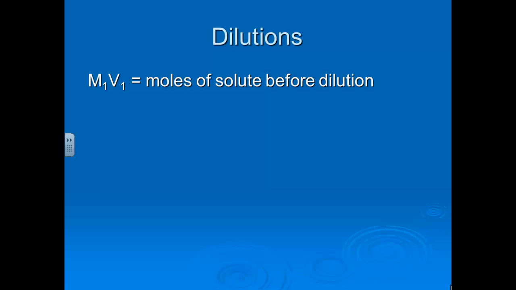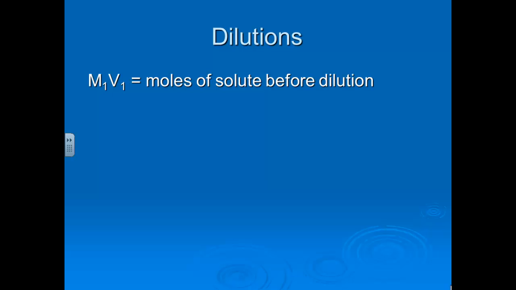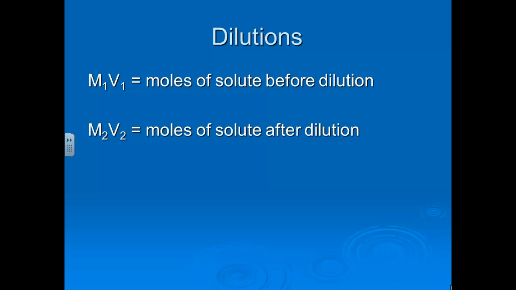So this equation that we're going to have looks very similar to some of our gas law equations. We have the before case and the after case. We have before diluting and after diluting. So before we dilute the solution, we would have molarity 1 and volume 1. And that would be moles of solute before the dilution. After the dilution, we would have a different molarity and a different volume. So molarity 2 and volume 2.